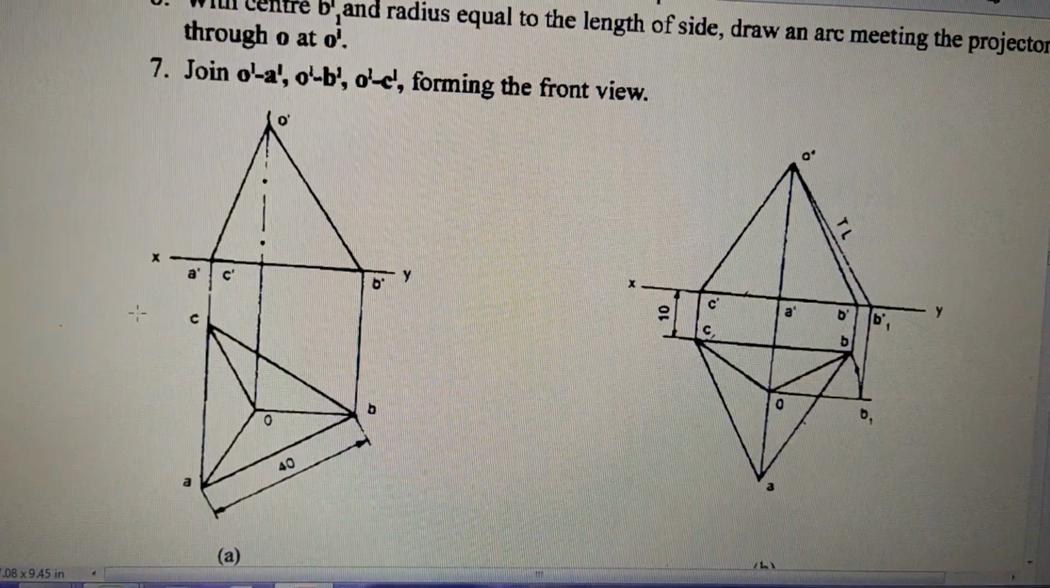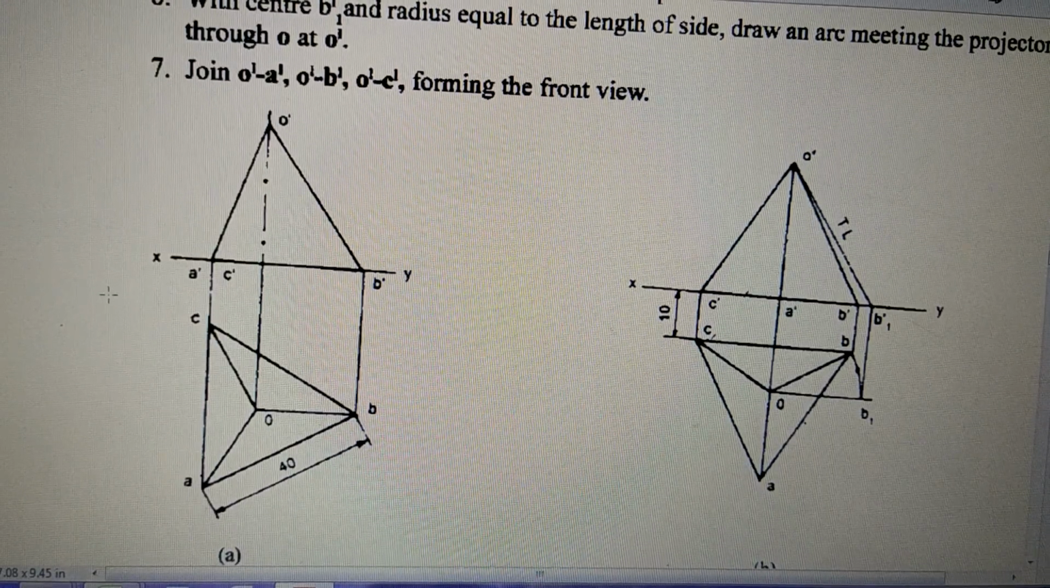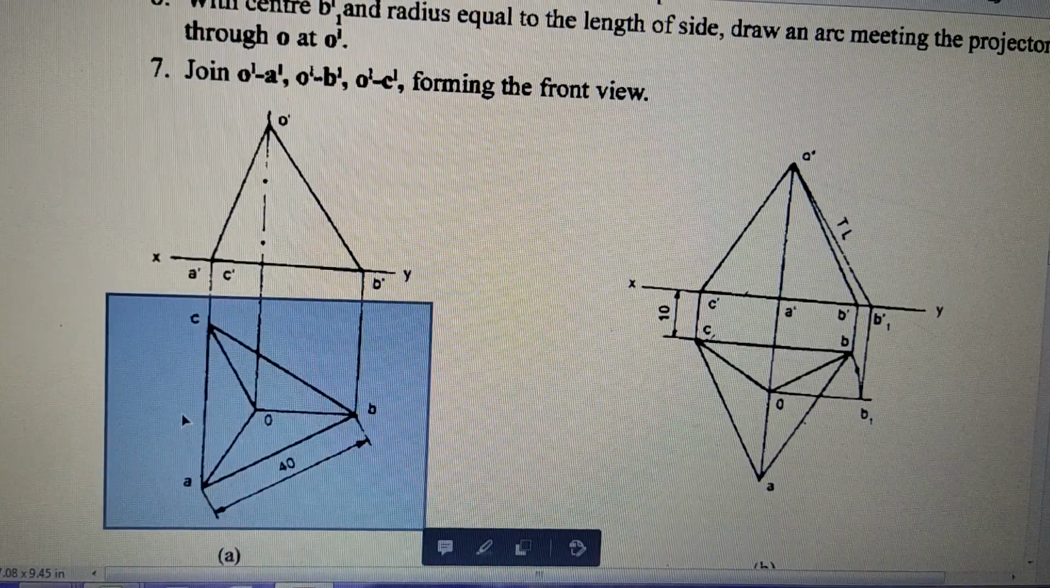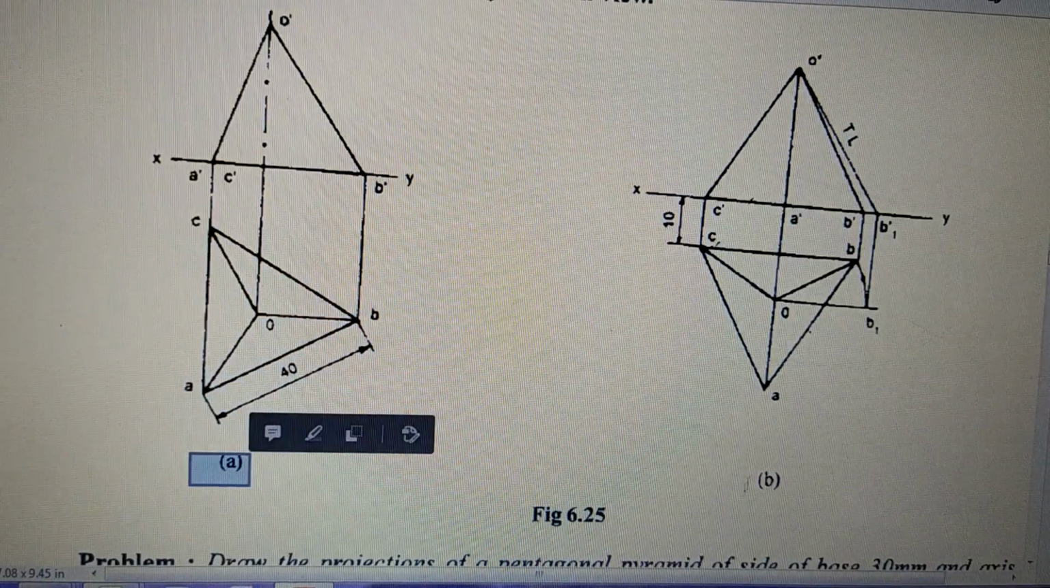Now this is a triangular pyramid. Not pyramid, rather, it is pyramid only. This is a triangular pyramid. As per the description it is drawn, you have to draw it in two types. One is A, other is B.